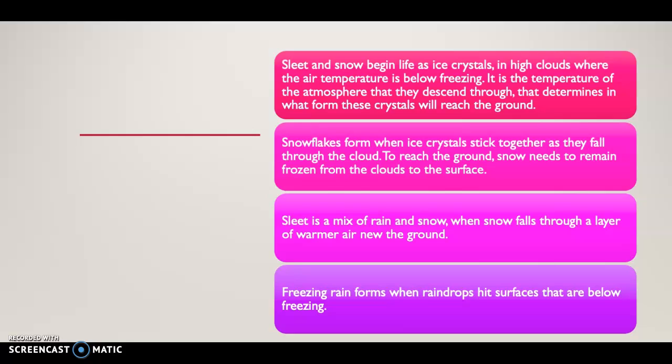Next we have sleet, and sleet is a mix of rain and snow when snow falls through a layer of warmer air to the ground. Then we have freezing rain, which forms when raindrops hit surfaces that are below freezing. So if the weather isn't below freezing, then obviously we will not have freezing rain.